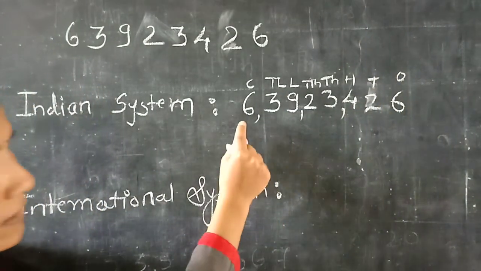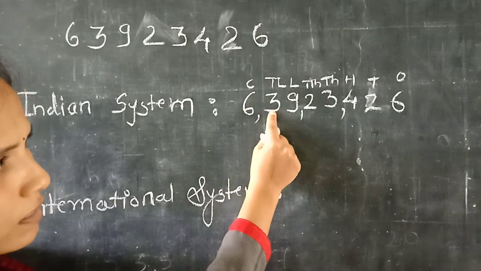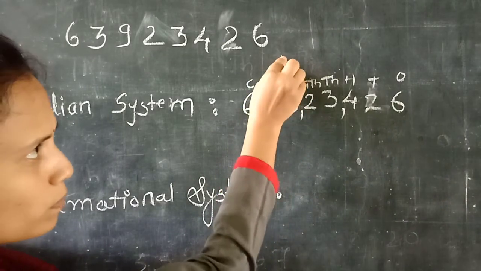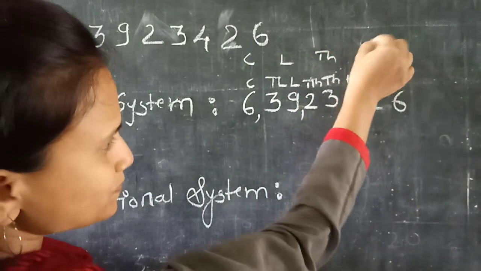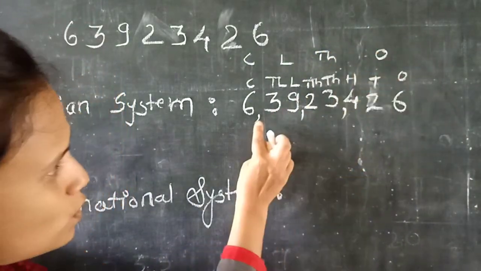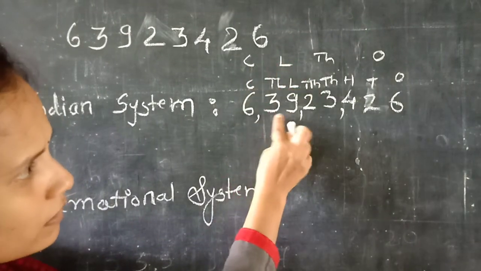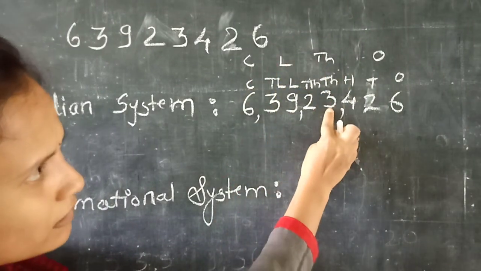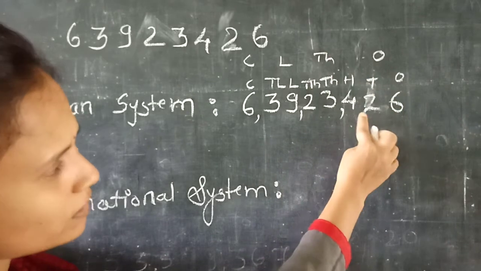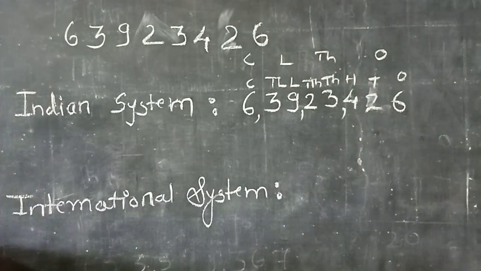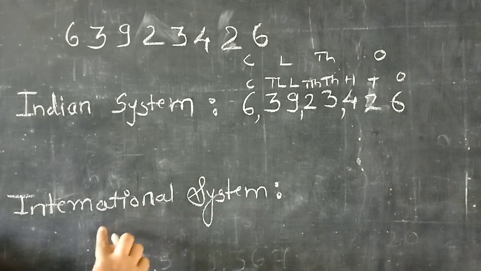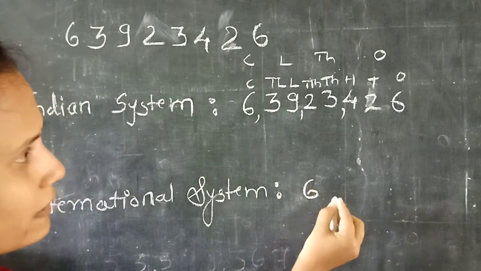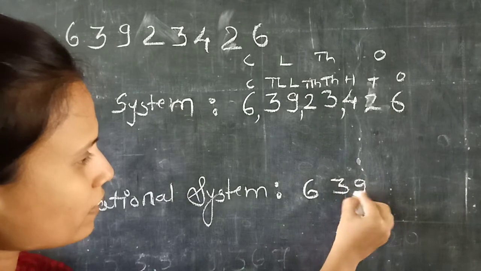So how to read? 6 crore 39 lakh, it is from the lakh group, this is the crore group, then 1000. Then it is the ones. So 6 crore 39 lakh 23,426. Okay, this is the Indian system. Now how to write in the international system? Again that number we will write as it is.